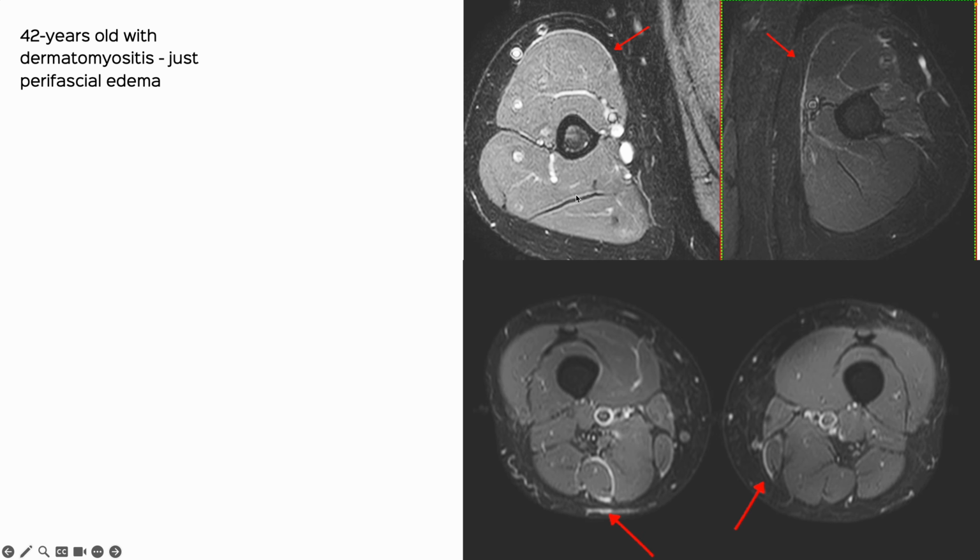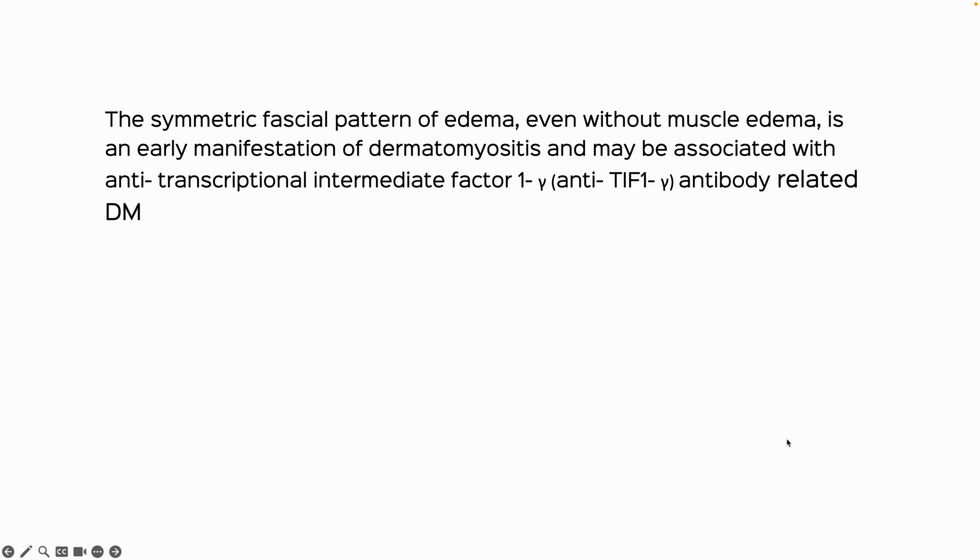So this was another patient we had, and I'd shown this in that case 21, where we have reasonably symmetric facial edema without any significant muscle edema. So this symmetric facial pattern of edema, even without muscle edema, is a manifestation of DM. And this is the antibody, anti-transcriptional intermediate factor 1 gamma, anti-TIF1 gamma antibody related myositis or DM.